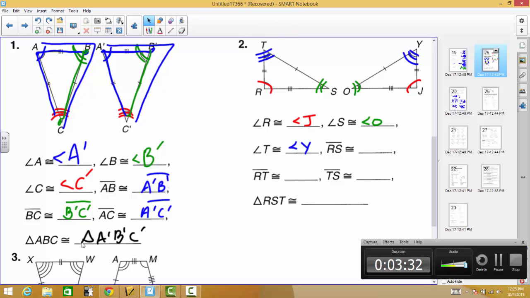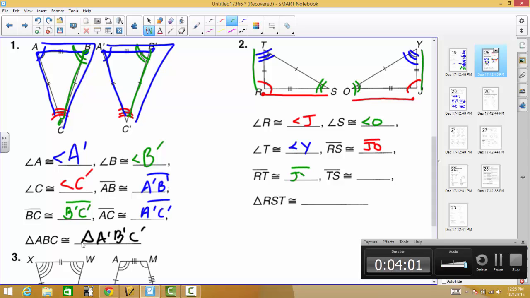So now R to S would be the same as J to O. So you need to write it in that order. The next one is, but wait a second, R to S. I totally put that in the wrong place. Okay, R to T. So I'm going red marker to blue marker. Has to be the same as J to Y. And then T to S, blue to green, has to be the same as Y to O.